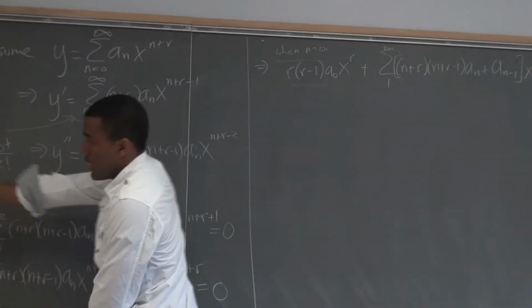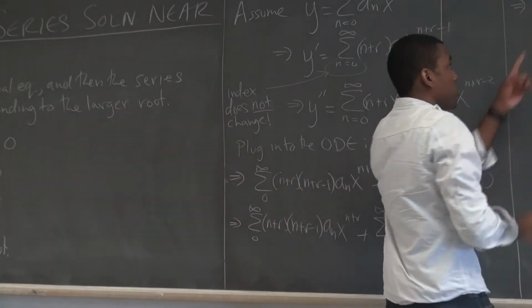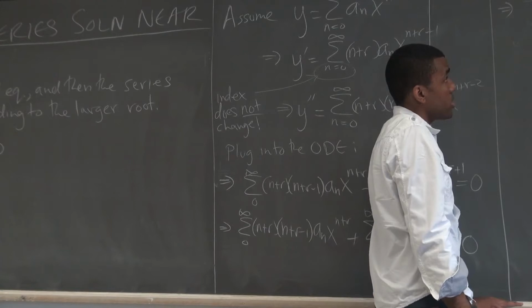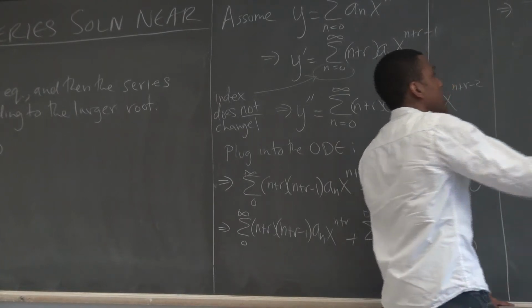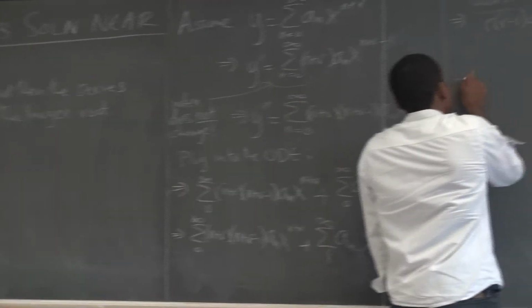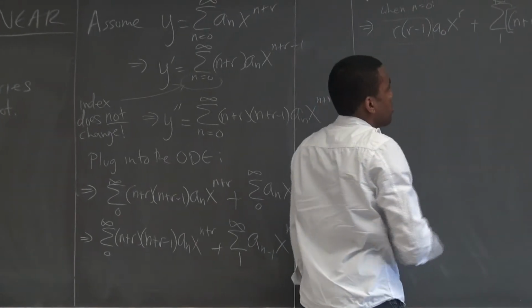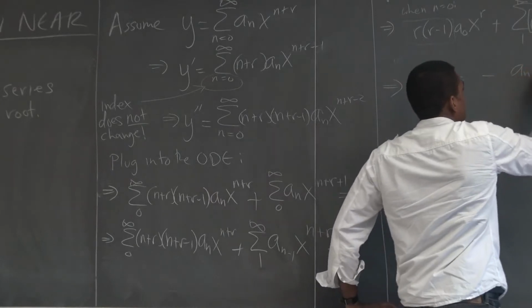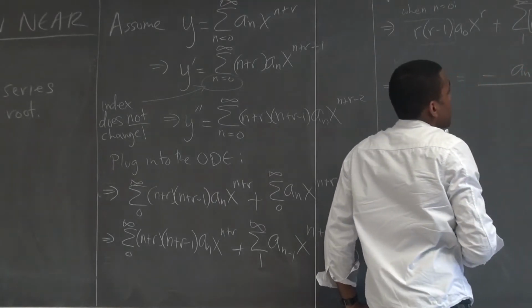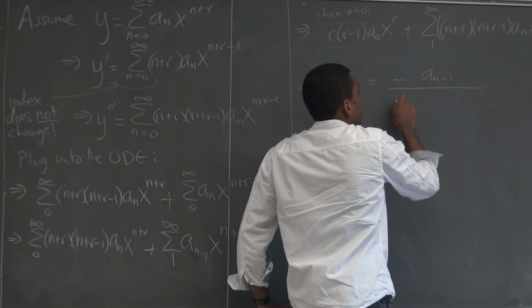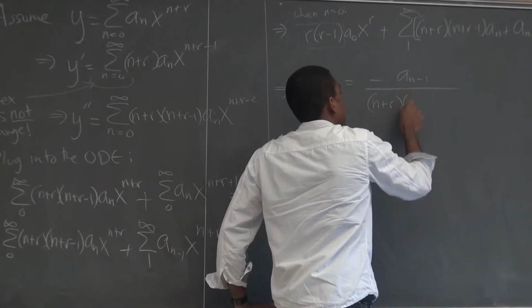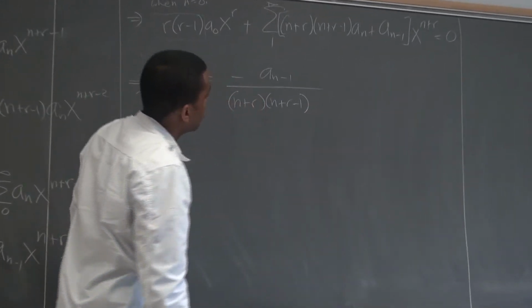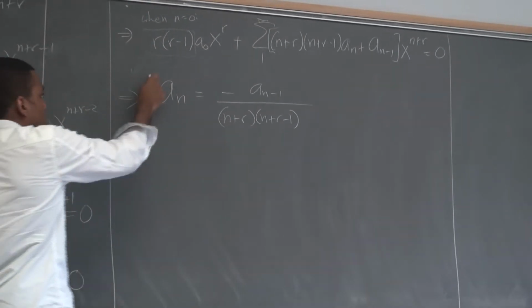So even if you didn't find the indicial equation before, at this point you would know that here's where you can use this. Set this equal to 0 to find the indicial equation. This gives a_n equals minus a_(n minus 1) over the quantity n plus r times n plus r minus 1, for n greater than or equal to 1. That's our recursion relation.